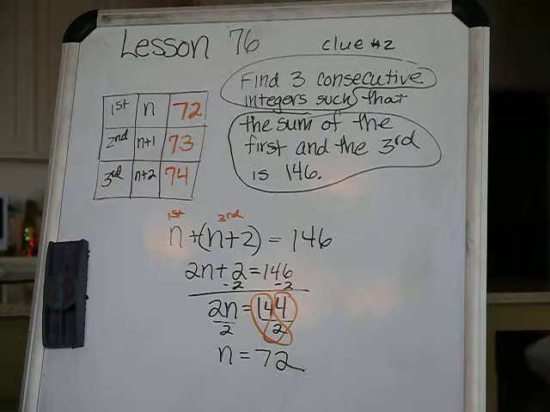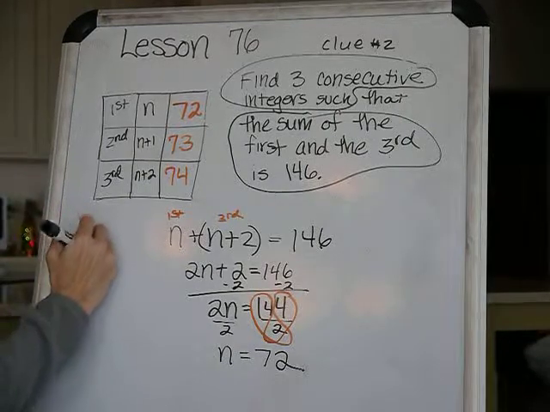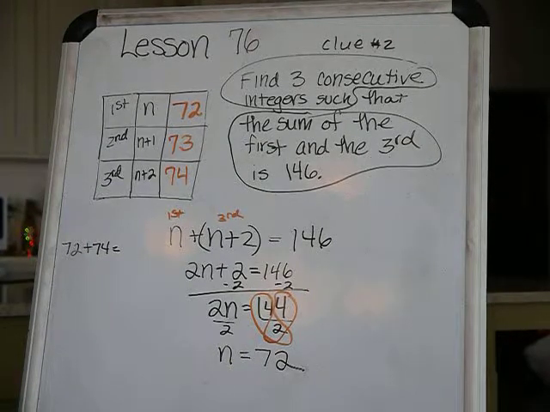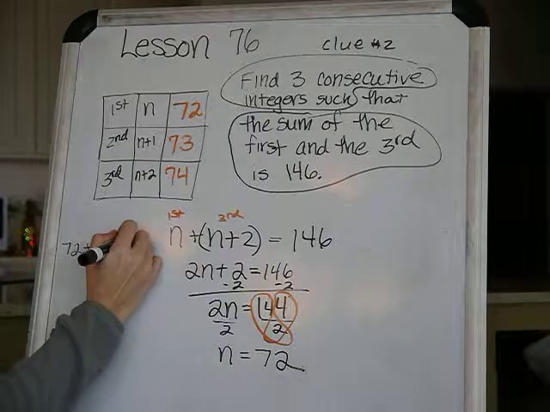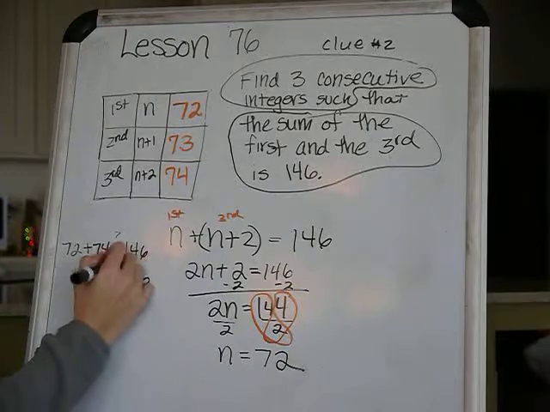So if we did it right, what needs to happen? What does 72 plus 74 need to equal? How can we check that? I'm asking a question, gang. I want you on board with the first problem. How do we know we did this right? 146. Yes. Do they add up to 146? Yes, they do. So then we know we have the correct numbers.